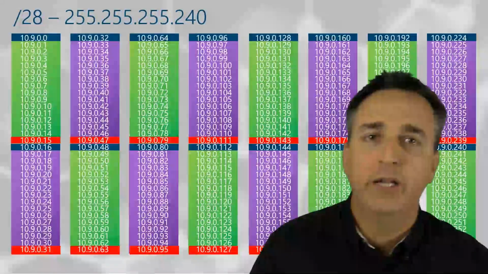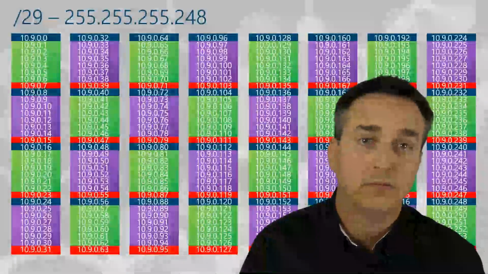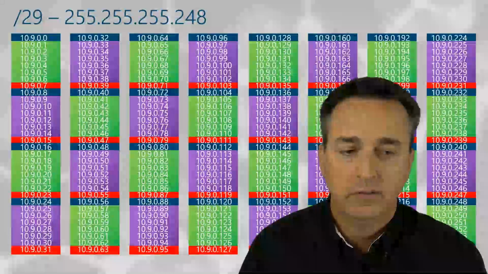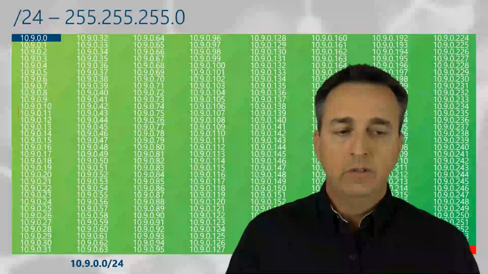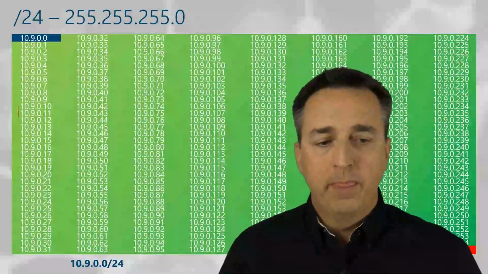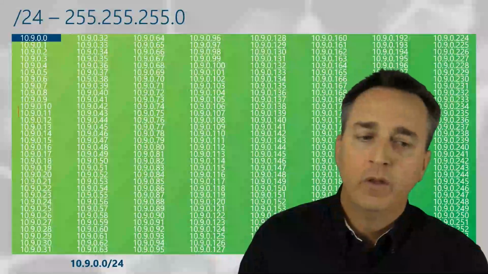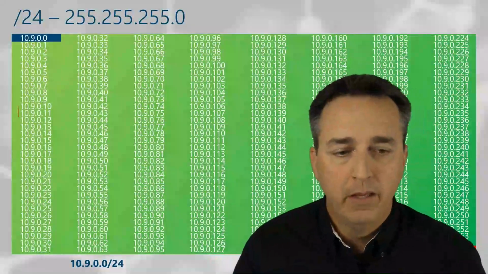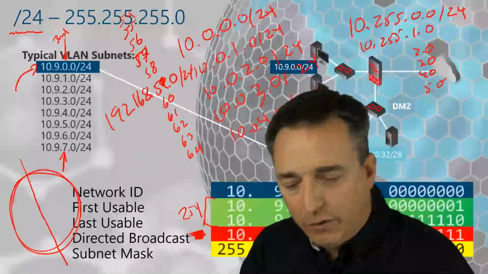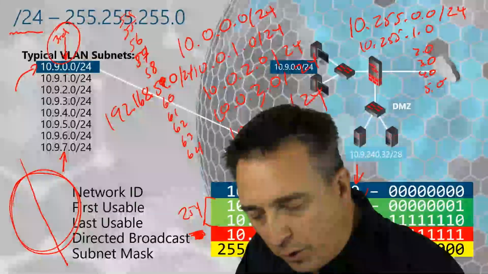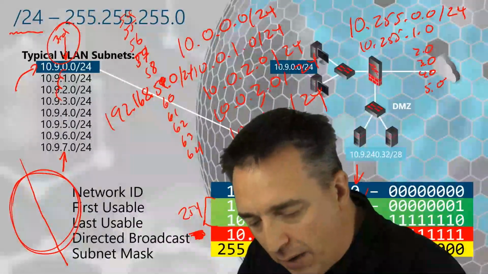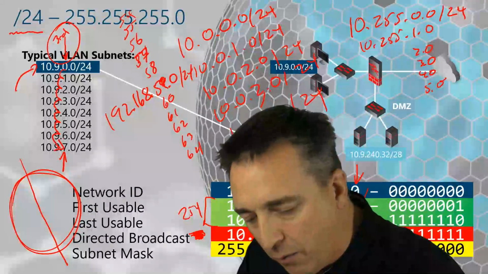All right, let's go to /29. Now it's 8. But look at more subnets. Fewer addresses per subnet, obviously. So think about the sequence we have going on here. If we take a step back, with a /24, what do we say we were progressing by? If we go to this page here, we said in the 3rd octet we're progressing by 1, by 1, by 1, by 1, by 1, by 1, by 1.